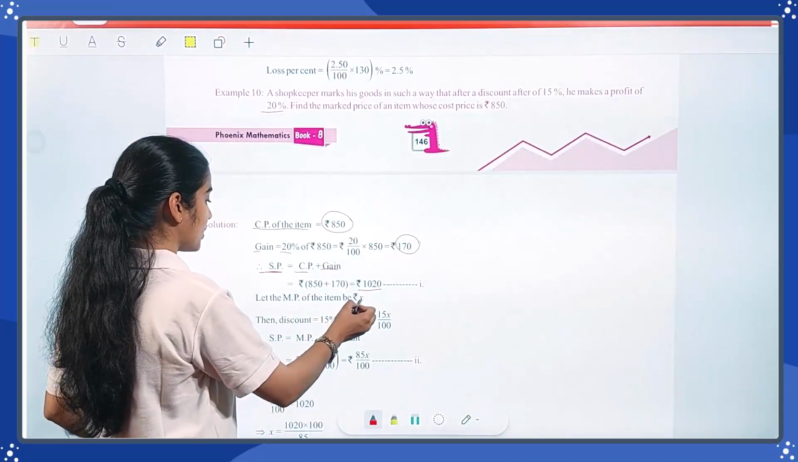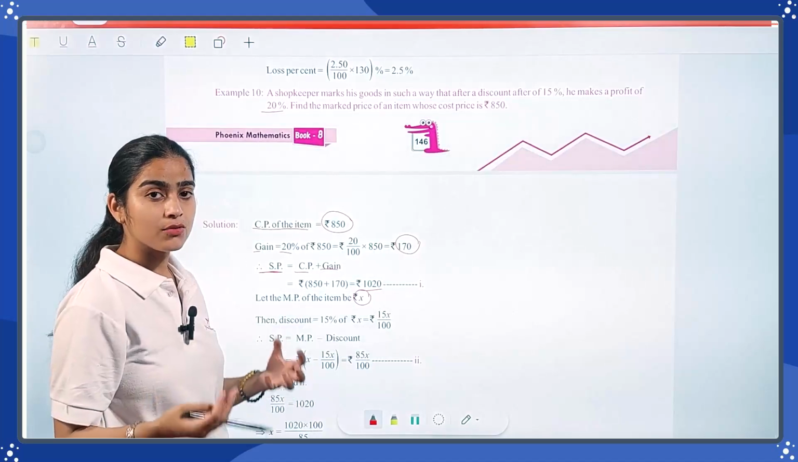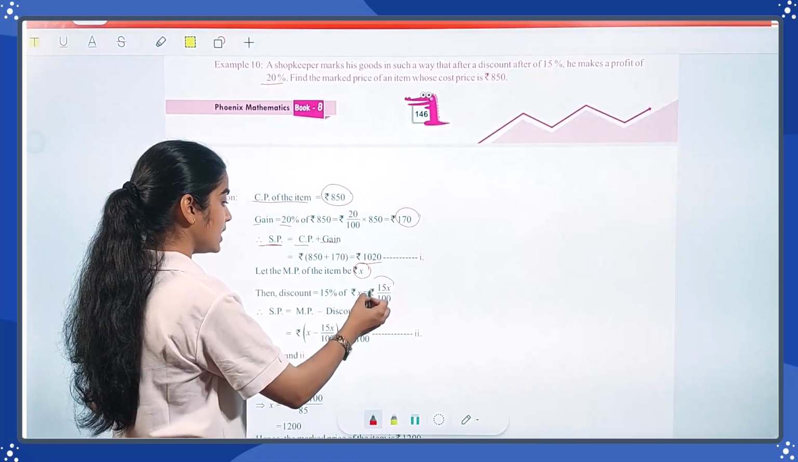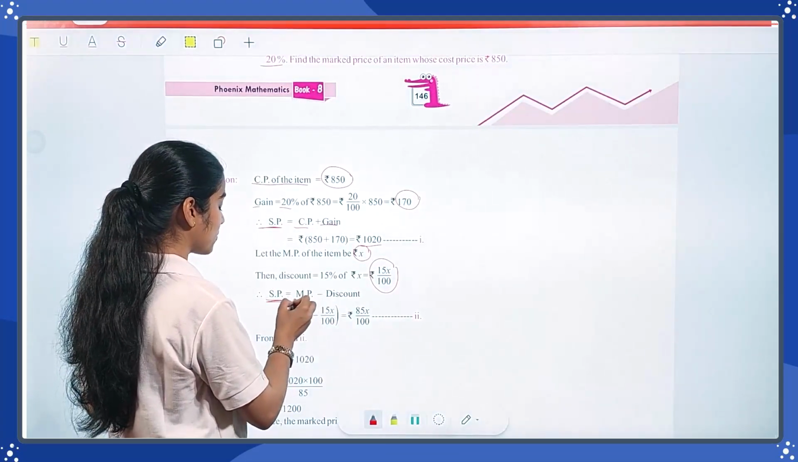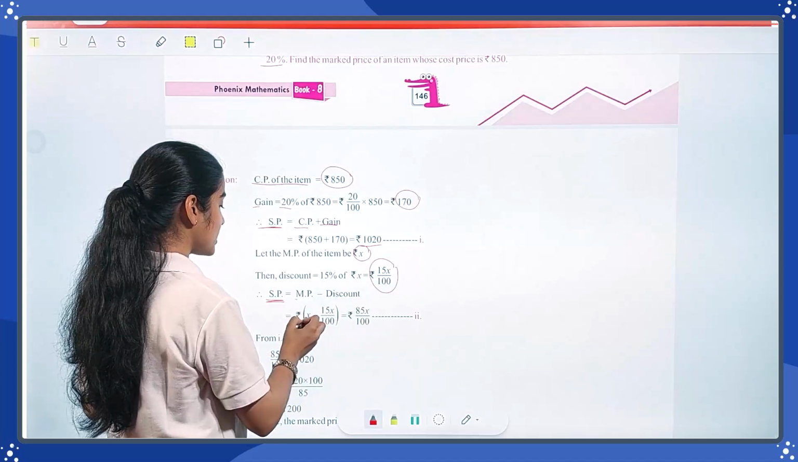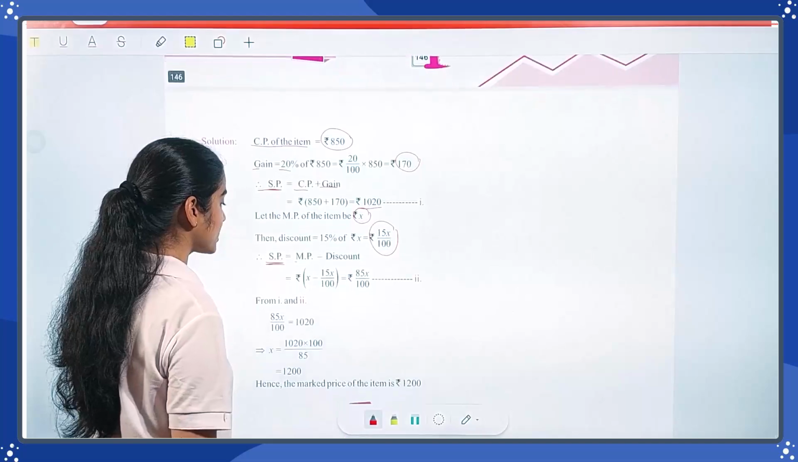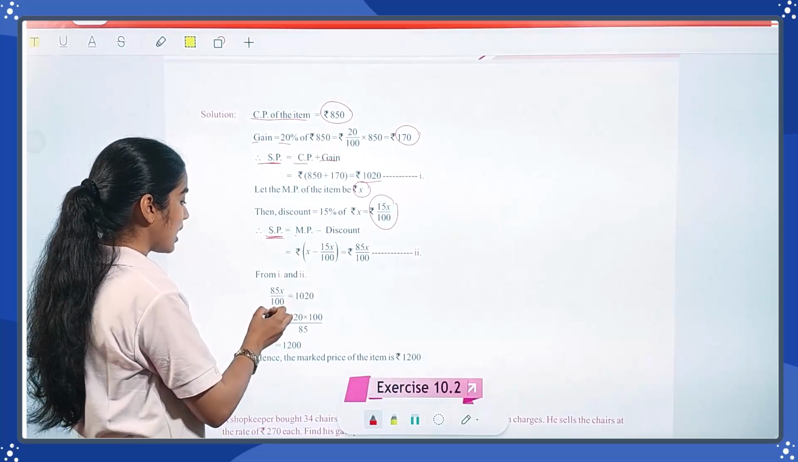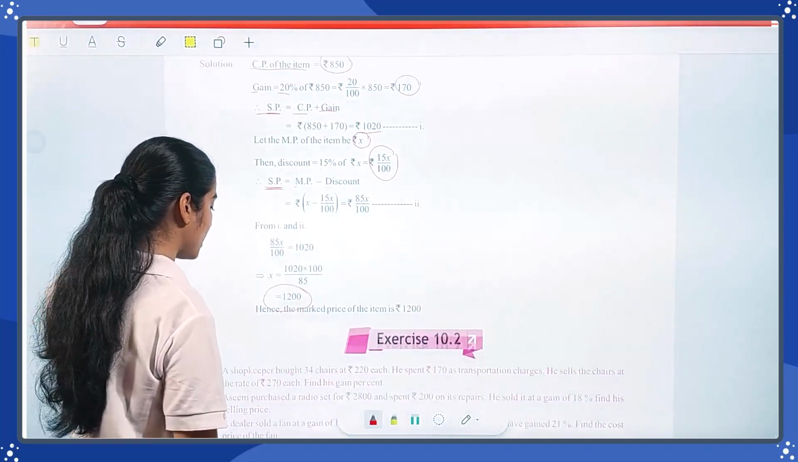Let the mark price of the item be X. Now 15%, because we are giving the discount of 15% on mark price. So 15% of X means 15X upon 100. Now selling price is equal to mark price minus discount. So X minus 15X upon 100 is equal to 85X upon 100. Now 85X upon 100 is equal to 1020, and X value is equal to 1200.